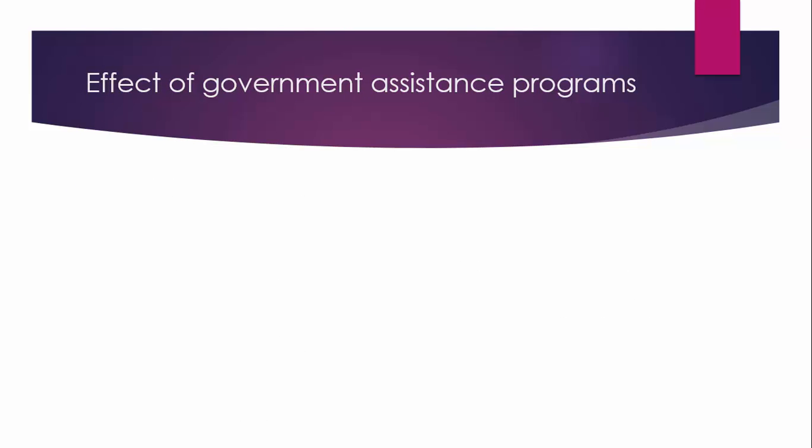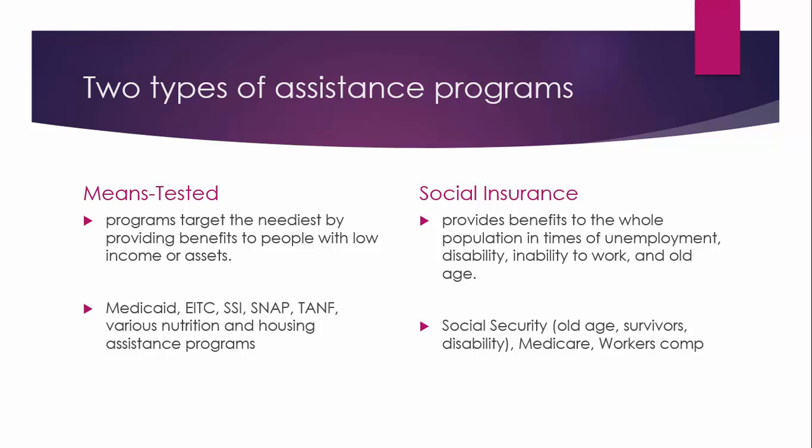Second thing I want to talk about is the effect of government assistance programs. There are two types of assistance programs: the means-tested programs and social insurance programs. Means-tested are programs that are targeted to the neediest by providing benefits to people with low income or assets.